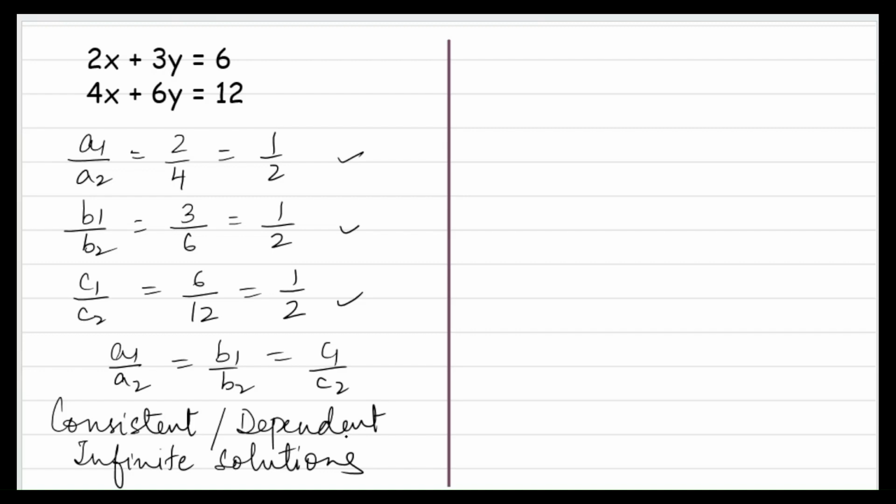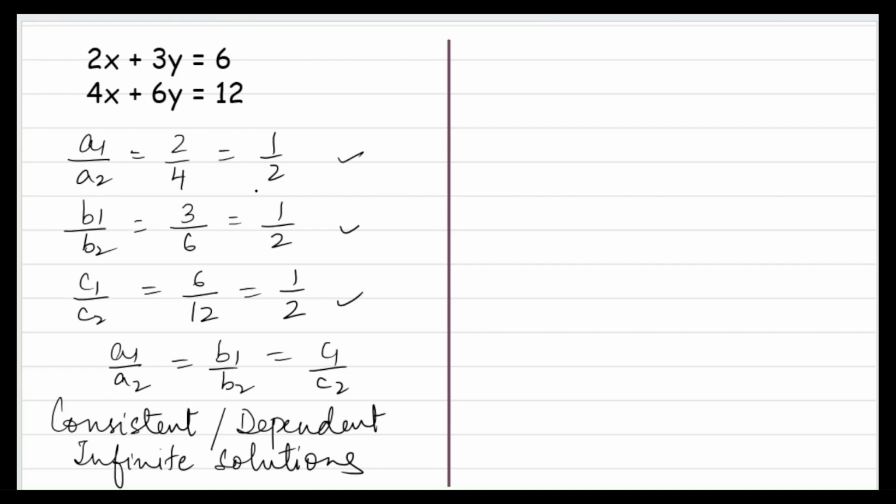Why is this called a dependent system? Because the two equations are dependent on each other. You can easily see that the second equation is just the multiple of the first equation. So the two equations are dependent on each other, and that's why this linear system is dependent. It has infinitely many solutions.